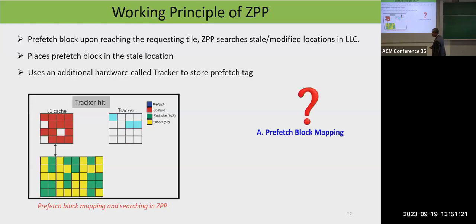So how do you work with it? What is the logistics behind this? You have a prefetch block mapping that is required. You have a tracker that is doing the tracking, and then you need to have a mechanism by which you place the block, and then how do you invalidate?